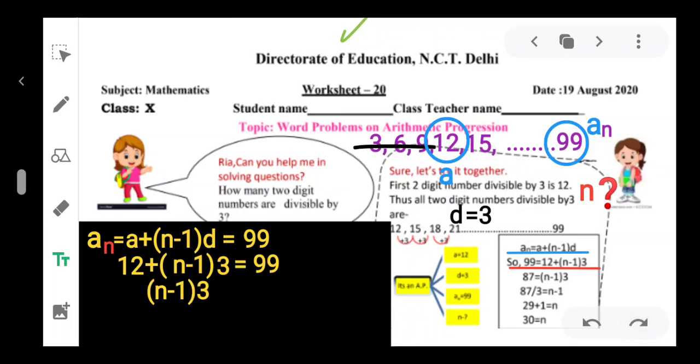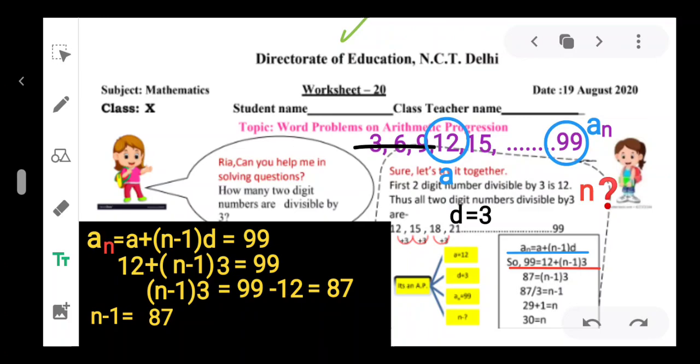In such type of question, d is always, for example, number divisible by 3, then d must be 3. Number divisible by 4, d must be 4. Number divisible by 5, d must be 5, and so on. So here d is 3. n minus 1 into 3 is equal to 99 minus 12. After transposing the terms, this is 87. n minus 1 into 3 is 87.